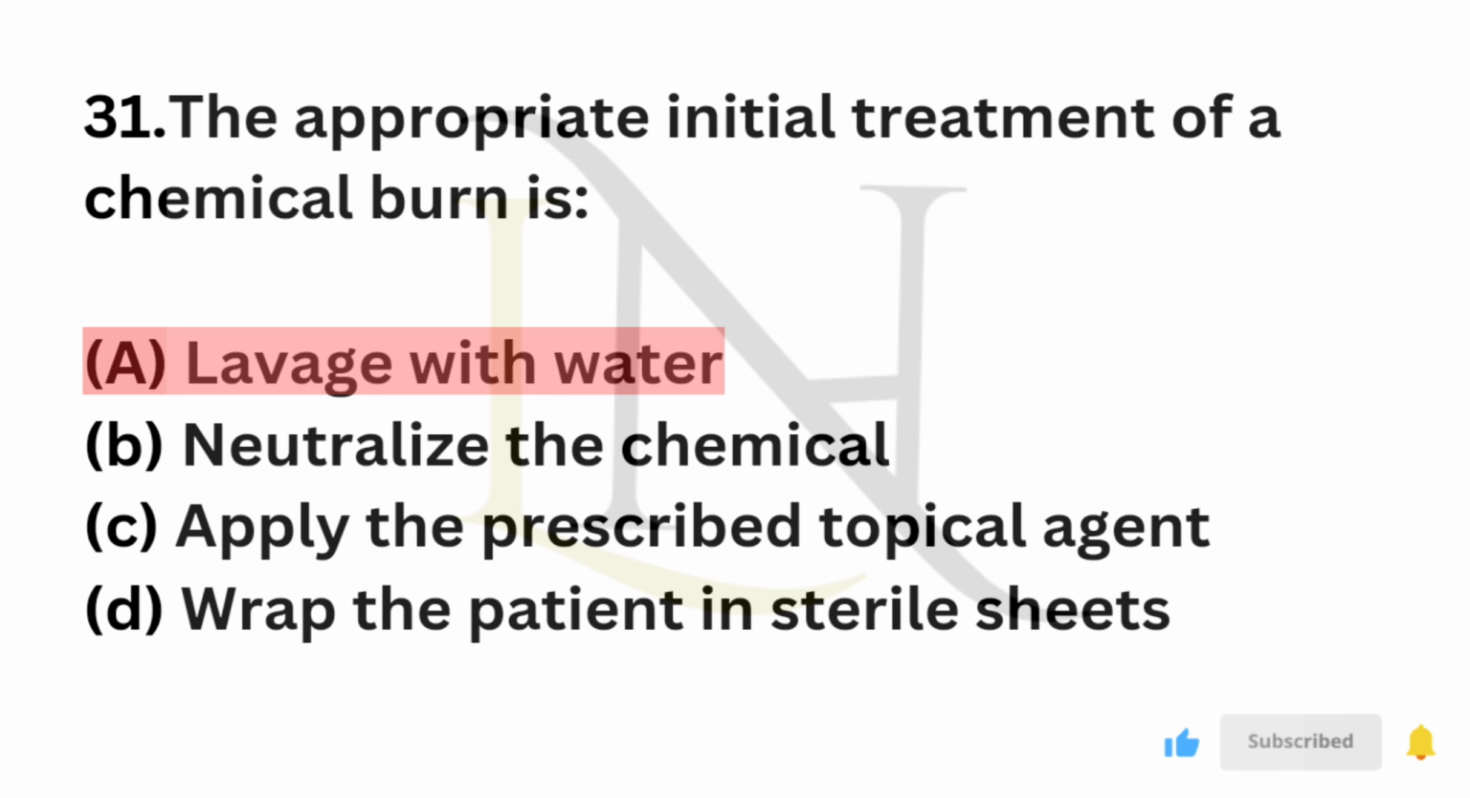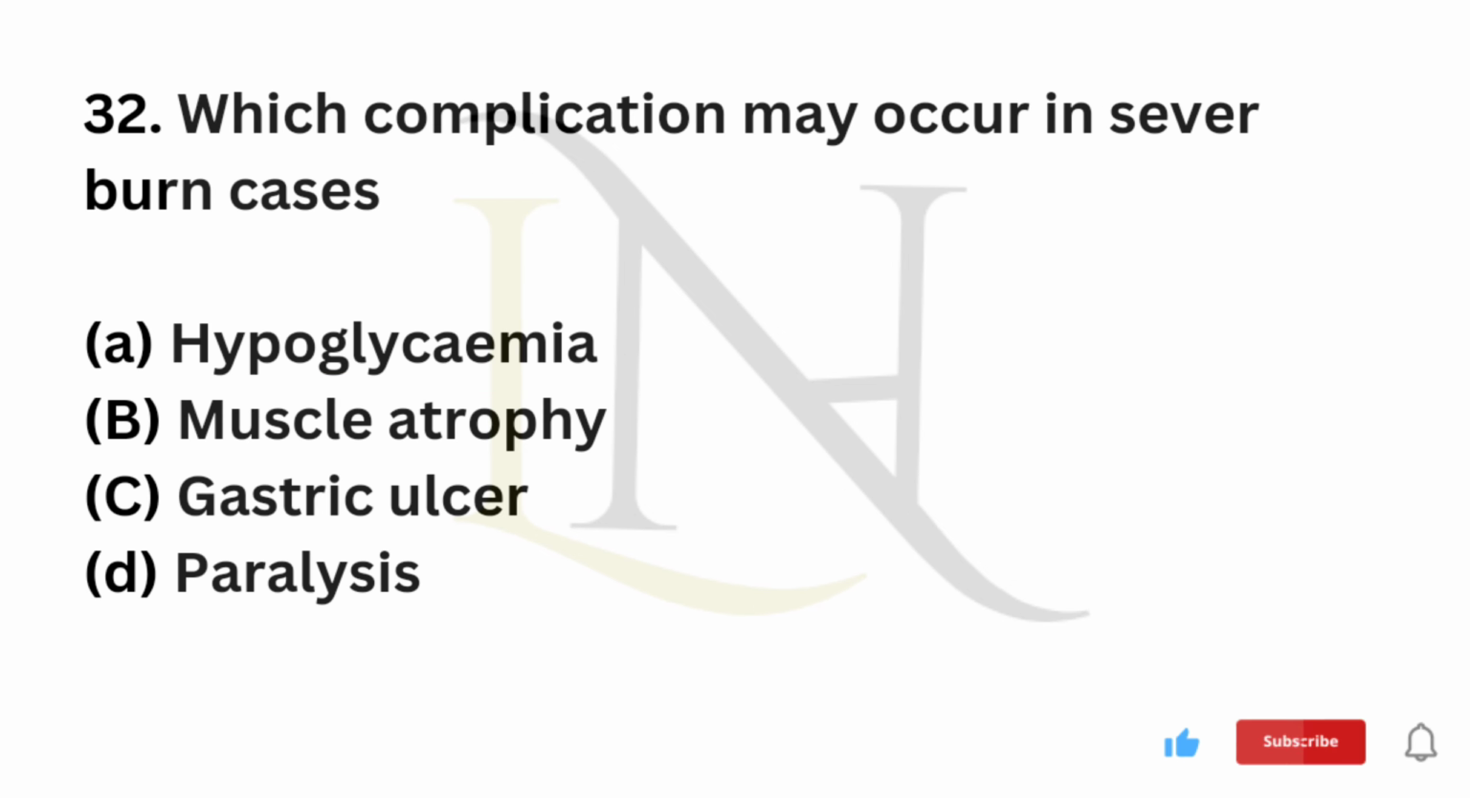Next MCQ. Which complication may occur in severe burn cases? Option A, hypoglycemia. Option B, muscle atrophy. Option C, gastric ulcer. Option D, paralysis. Correct answer: Option C, gastric ulcer is correct.